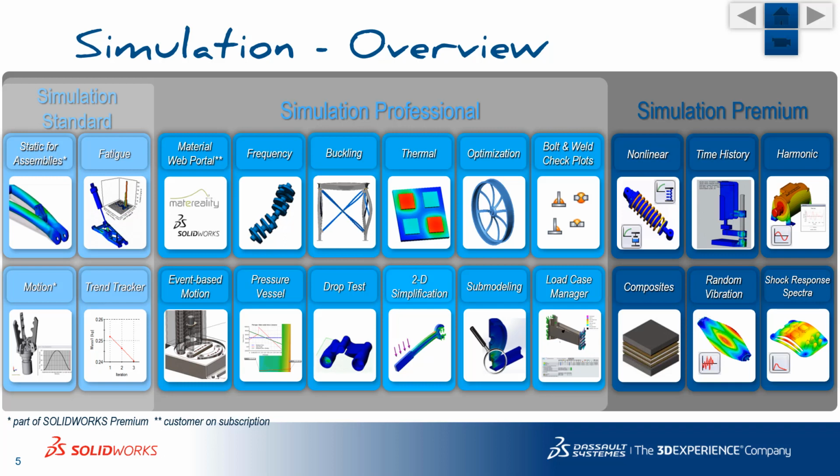So 2D simplification is one of my favorite features. I use it every single time I can. It basically takes a 2D section, whether it's a revolve or an extrude, and if applicable, it's a huge time saver. Submodeling, it allows you to run a very coarse, large analysis and then really zoom in on a particular area while also capturing all the effects of that large study. It uses a technique that allows you to zoom in on areas without sacrificing accuracy of the whole model.